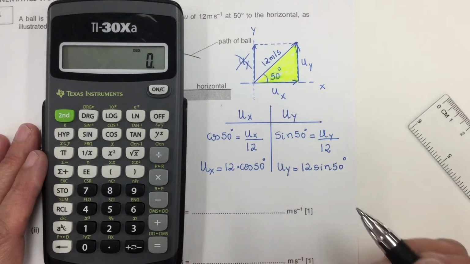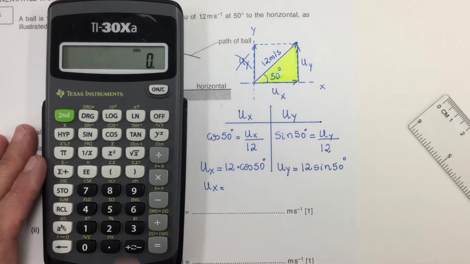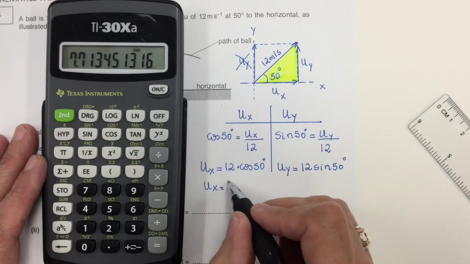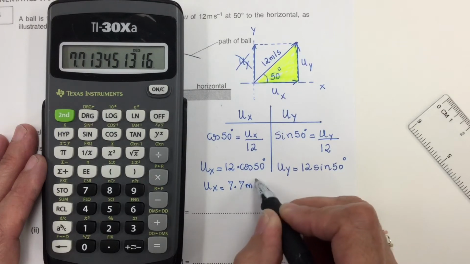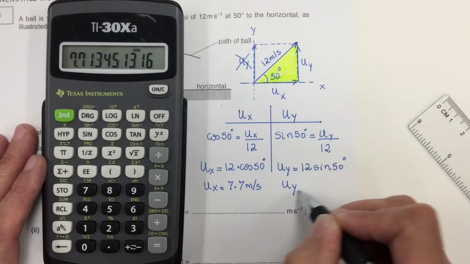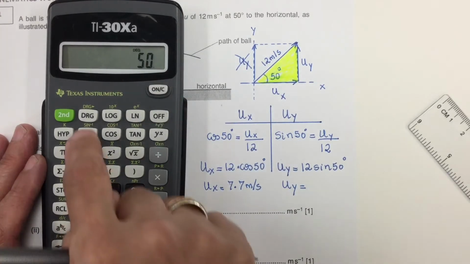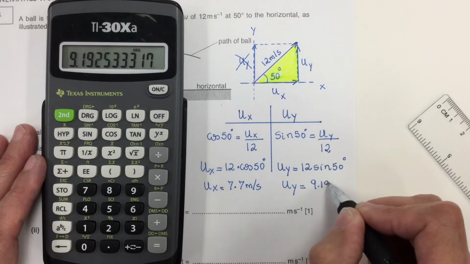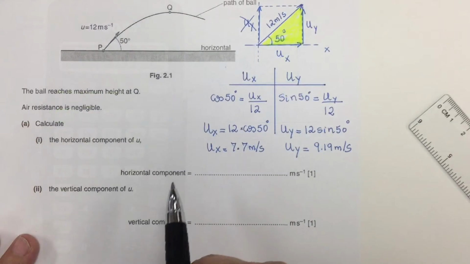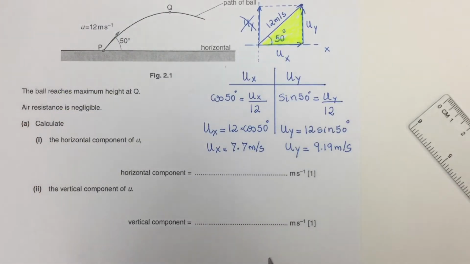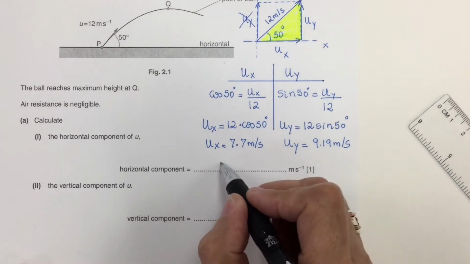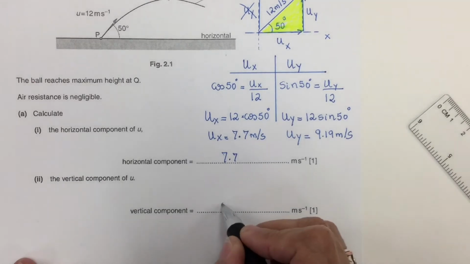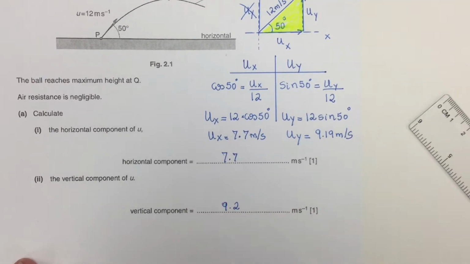In this case, my ux is 12 times cosine of 50, which is 7.7 meters per second. And my vertical component is 12 times sine of 50, which is 9.19 meters per second. I'm going to write my result using just two significant figures. So the horizontal component is 7.7 meters per second, and the vertical component is 9.2 meters per second.